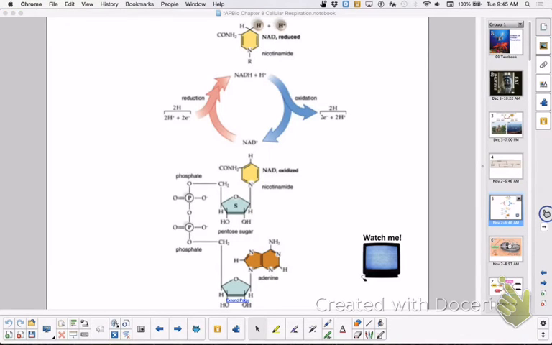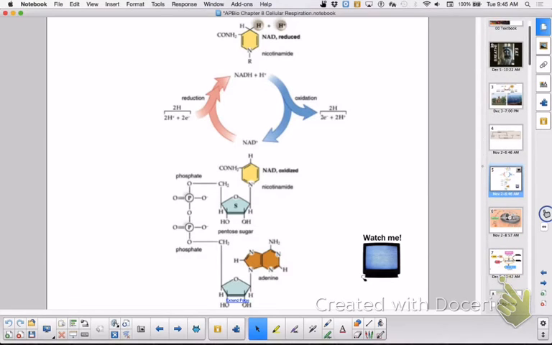Okay, welcome back. So on your notes, go to where it says coenzymes, NAD and FAD, each of which can accept electrons temporarily to form reduced NAD and reduced FAD. They are not consumed. They are recycled and reused.